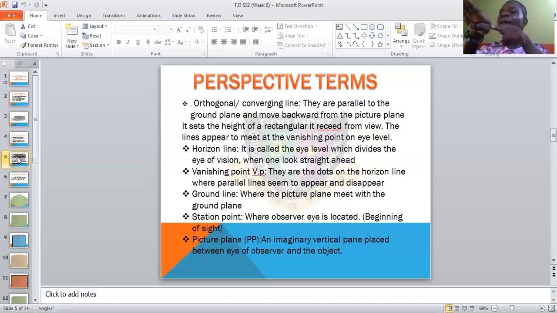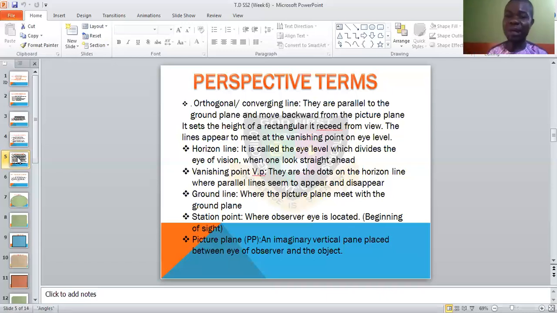If I raise up my head, I have an angle here, and if I take it down from the horizontal line, it divides the eye level. That's what we mean by divides the eye of vision. At the eye level, it divides the eye of vision. That is, if the object is here, I will see the bottom a little and I will see the top a little, not that I will view from top to bottom. It divides the eye of vision of the viewer. That is looking straight ahead.